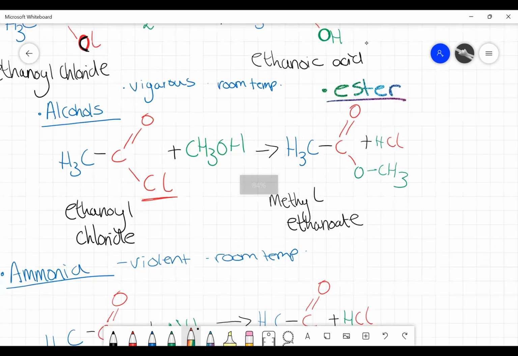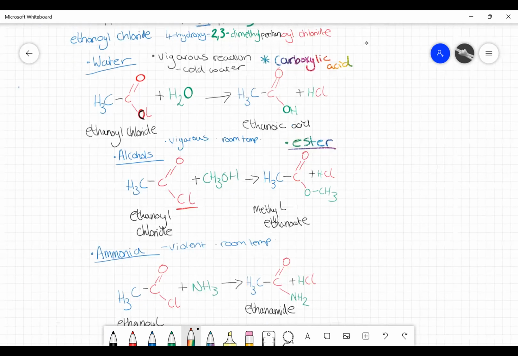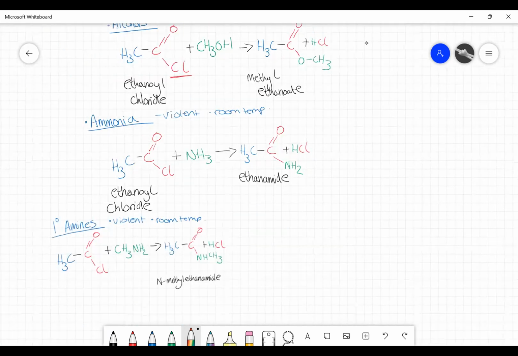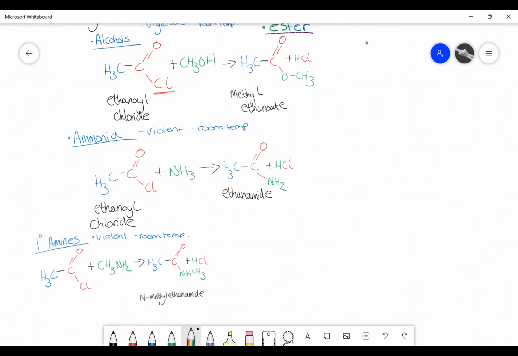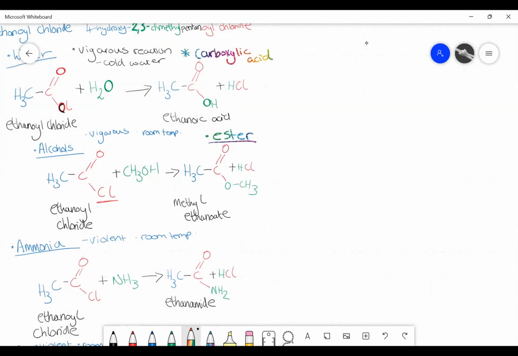So when these acyl chlorides are losing their chlorine, whether it's with water, with alcohols, with ammonia, or with primary amines, every time this is happening, the chlorine is being substituted either by an oxygen or by a nitrogen group. And what happens when this happens is misty fumes of hydrogen chloride are given out. So we're going to have a look at another reaction that acyl chlorides can go through.